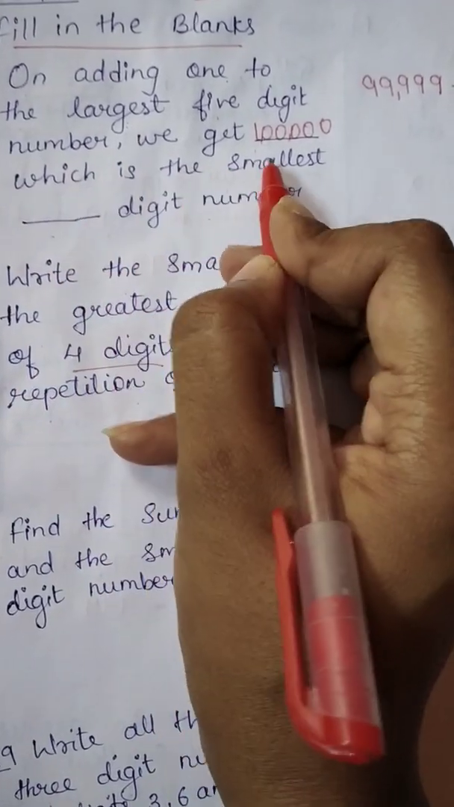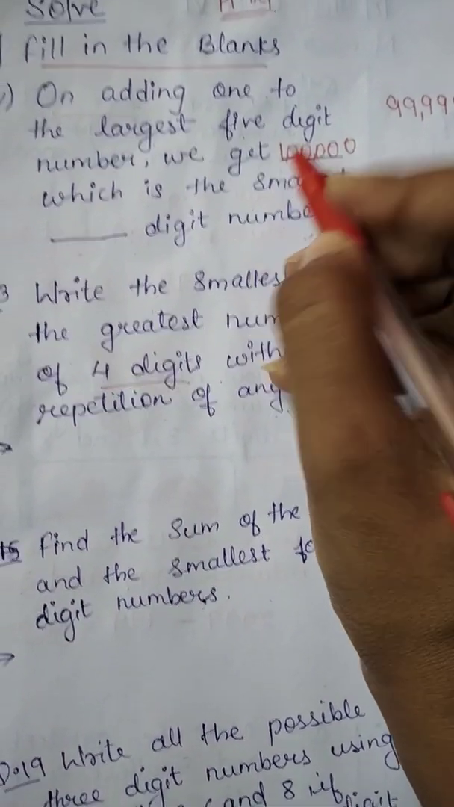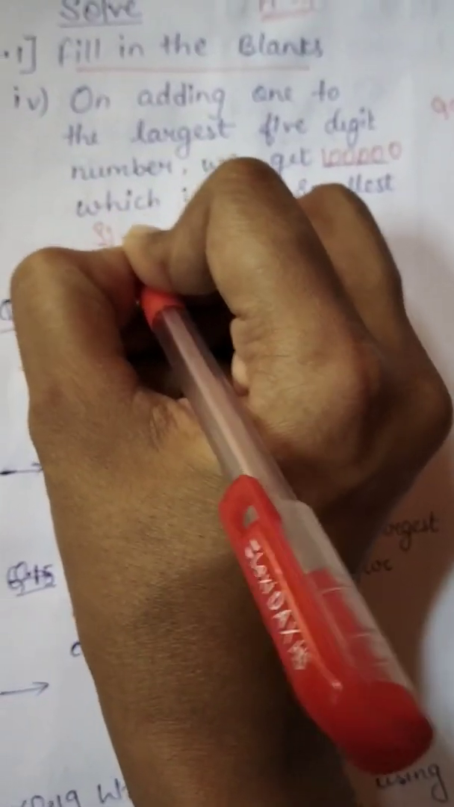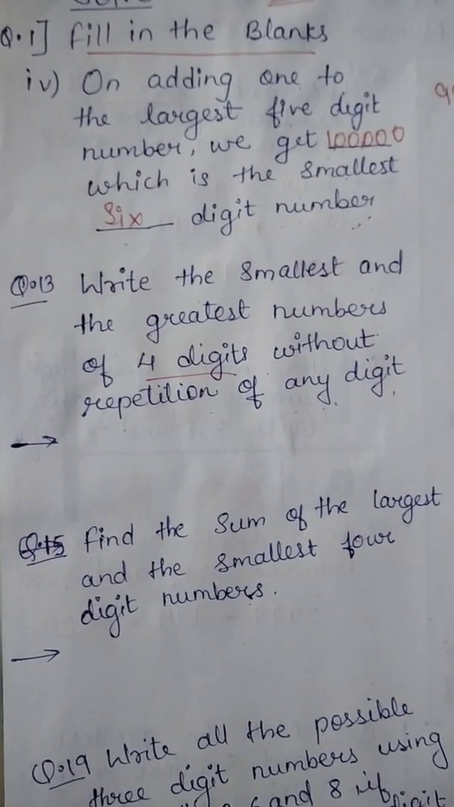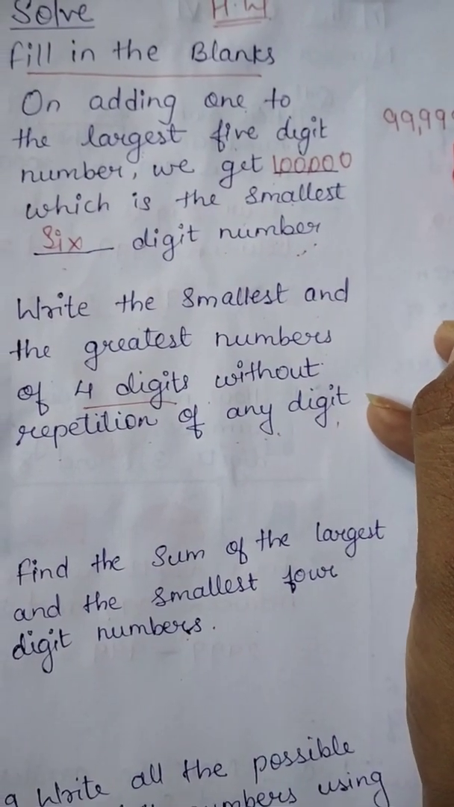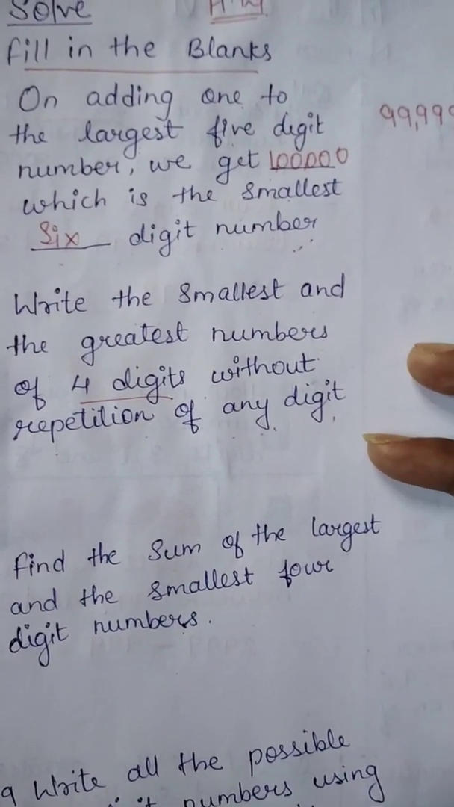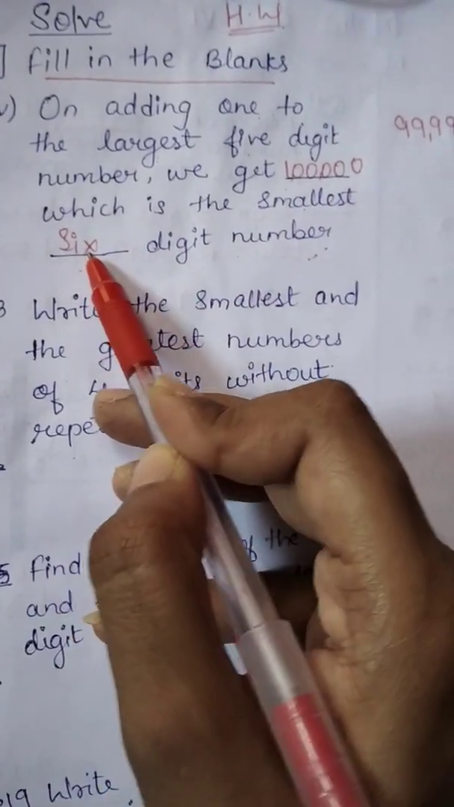So which is the smallest dash digit number? So here 1 2 3 4 5 6. So this is the 6 digit number. Hope you are clear with this. 99999, 5-digit number, largest. If I'll add 1 I'll get lakh and the answer is 6.